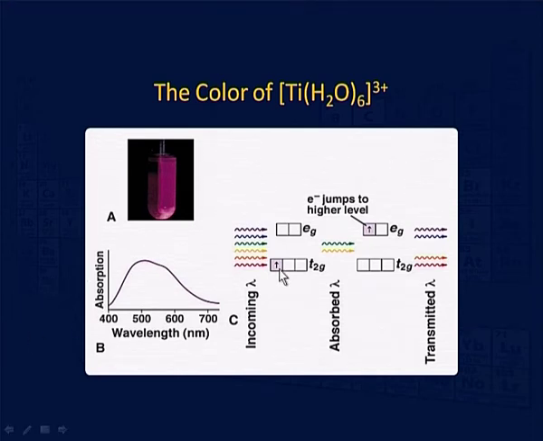This 1 unpaired electron is occupying the lower energy t2g orbital, and when it absorbs the visible light, it will jump from lower energy t2g to higher energy eg, and during that it absorbs certain energy, and when it comes back it emits certain transmitted light, and that transmitted light will be the color of the actual titanium hexaaqua complex, and the color is purple. This is why the hexaaqua titanium compound appears purple in color.